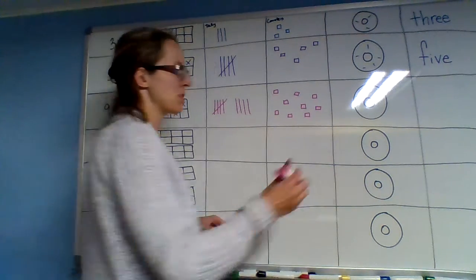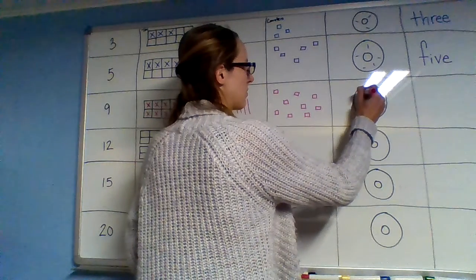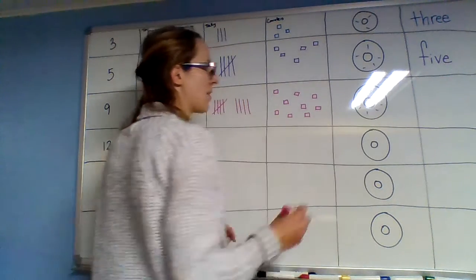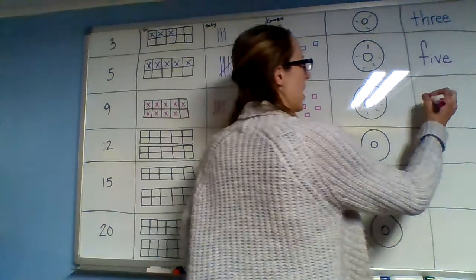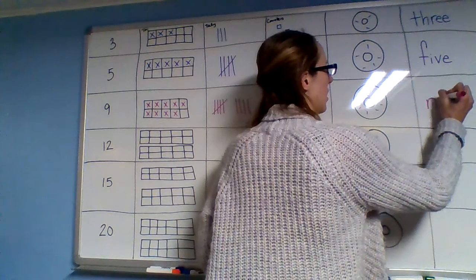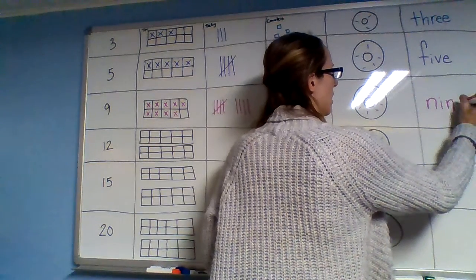My donut gets more sprinkles. 1, 2, 3, 4, 5, 6, 7, 8, 9. And then I'm going to write the number 9. Starts with an N. 9.